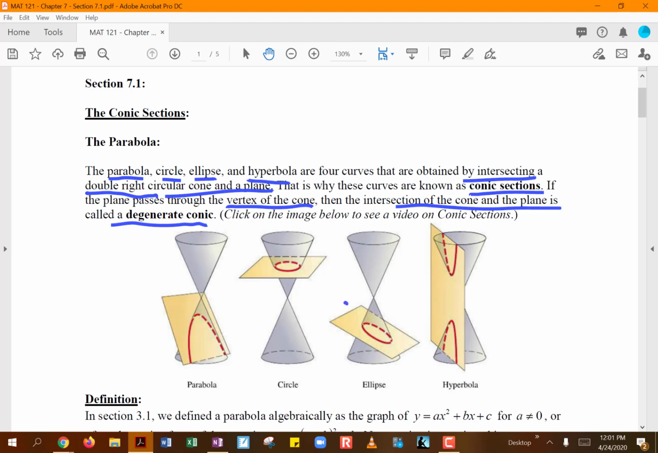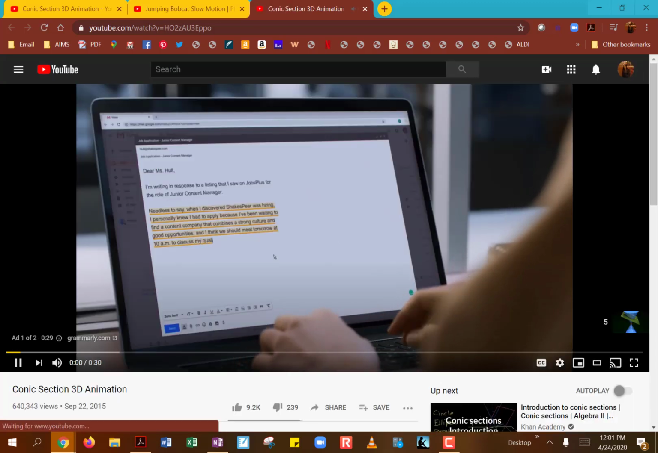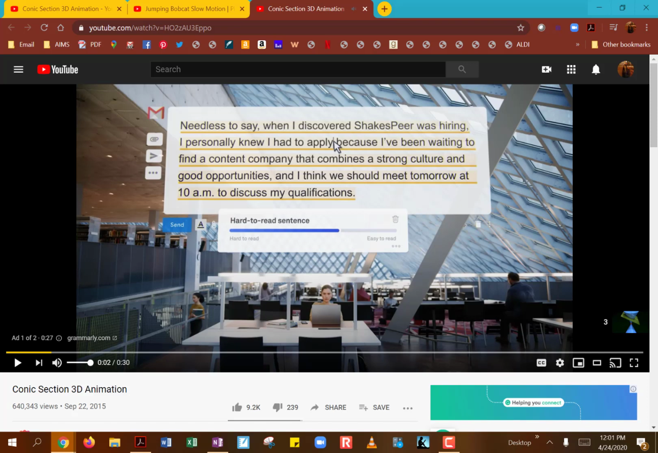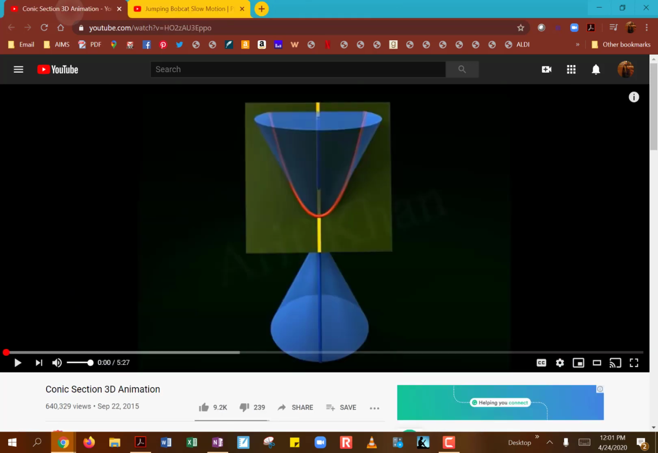So if you actually click on this image, it shows up as a video over here. Okay, so it will show up as a video, but I already have this set up for us. So if you click on this video, you will actually see a little animation of how these conic sections were created, okay?